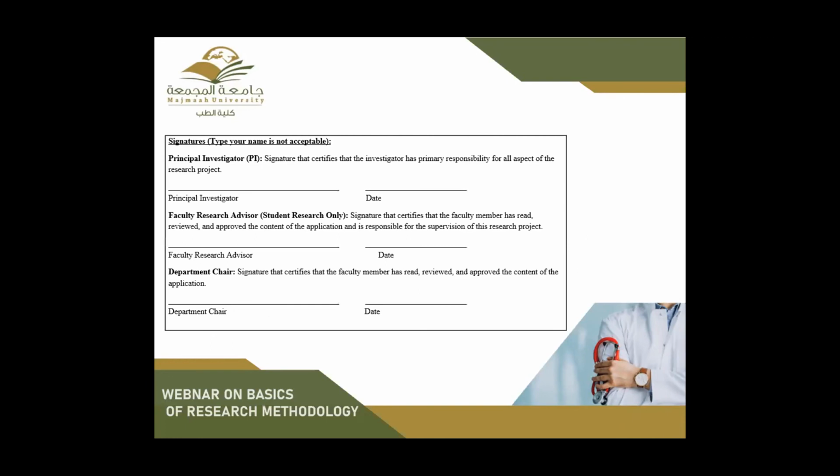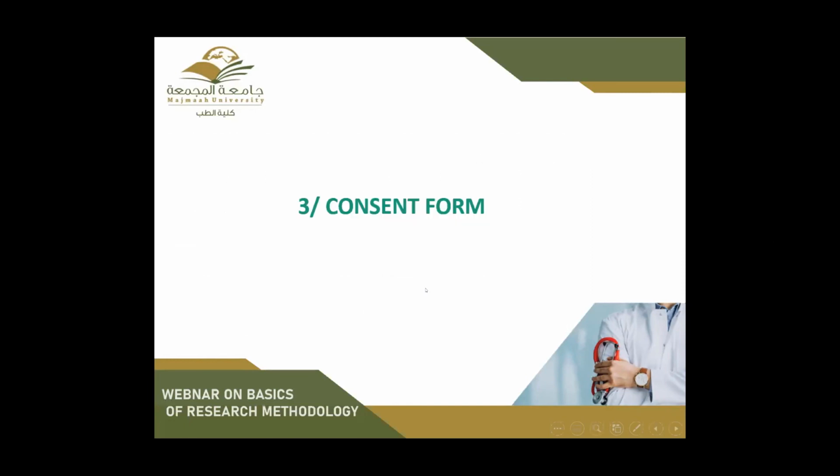And then come the signatures of the principal investigator, the PI. And if you have an advisor, especially for students, the advisor should sign and write the date, and the department chair, the head of the department, is also important to sign. This is very important. Some people miss the signature of the chair. This is the end of this IRB form.